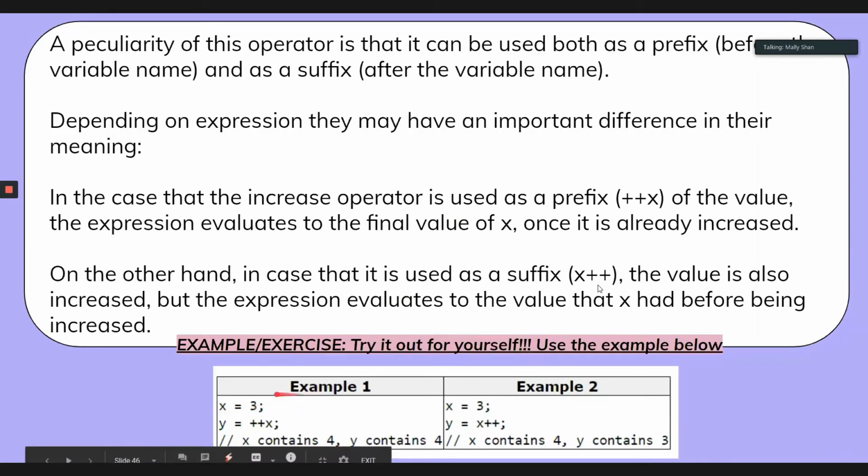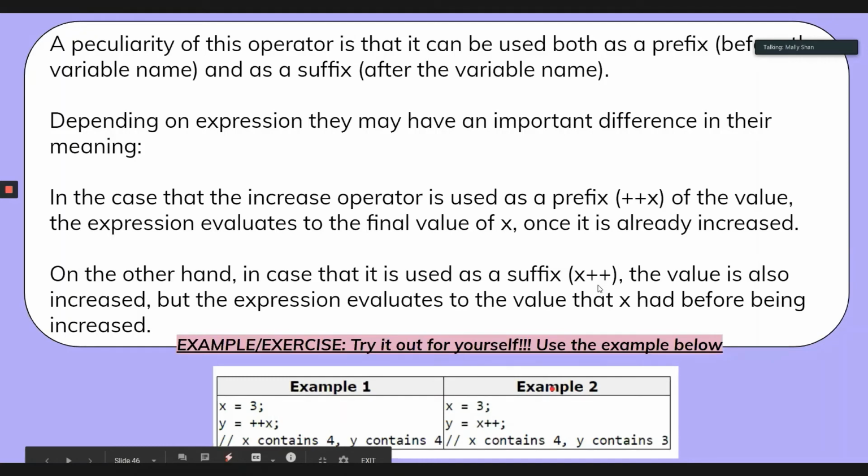So in this first example, this is a prefix. So we're going to change the value of x to become 4. So instead of x equals 3, we're saying x equals 4. And then we set y equals the value of x. So then y now becomes 4. So the prefix happens before us setting the value of y.